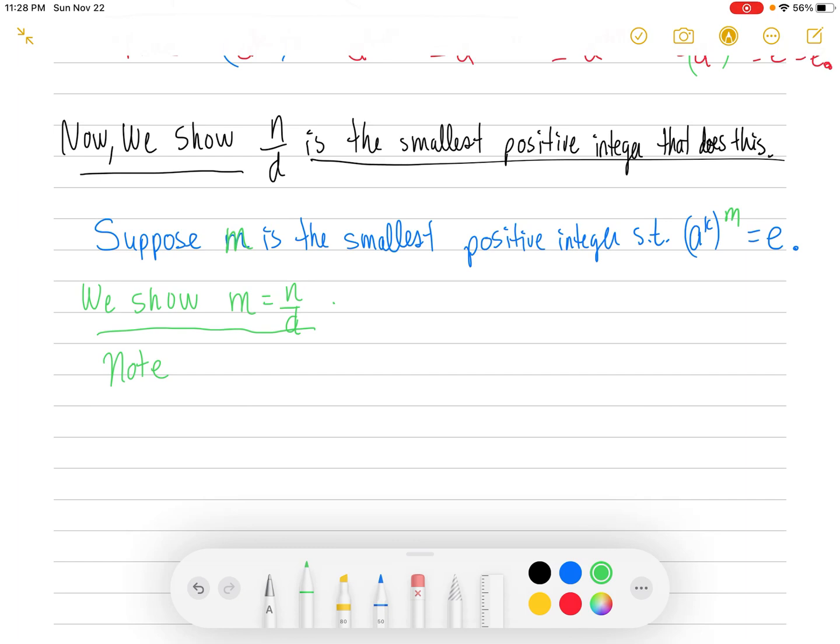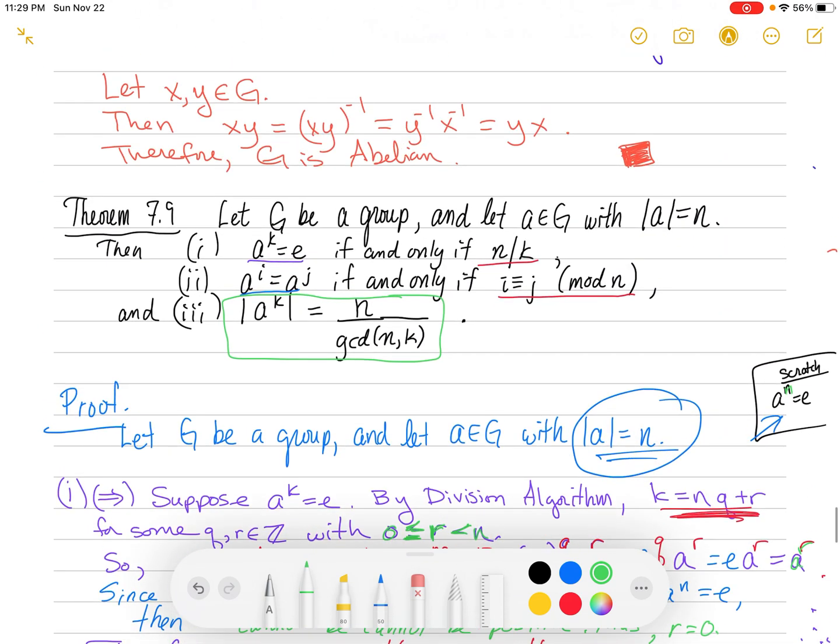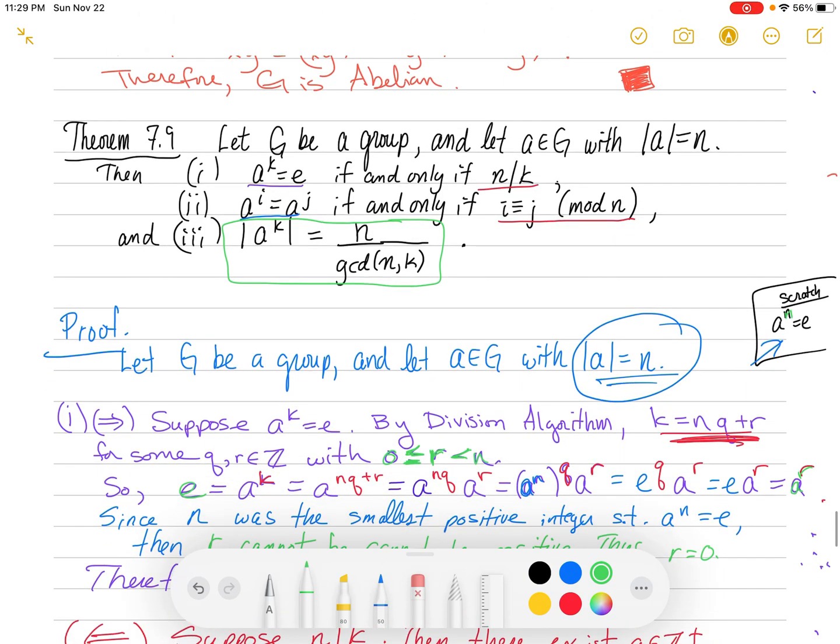Because m is the order of a to the k, that means that a to the km equals the identity, right? This is just taking this equation and multiplying the exponents k and m. So a to the k times m equals e. So by number one, what number one am I talking about? I'm going back here. Number one. So rather than a to the k equals e, I have a to the km equals e.